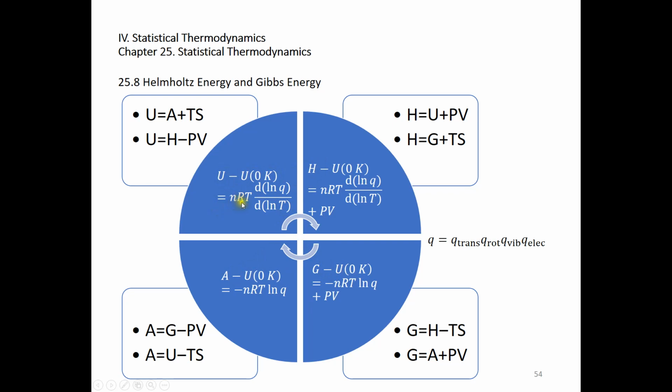For U, it's nRT times d ln q over d ln T. For A, it's negative nRT ln q relative to 0K internal energy. H is simply PV plus U, and G is simply A plus PV. So we have this wheel of thermodynamics.